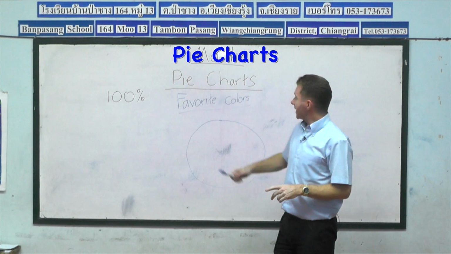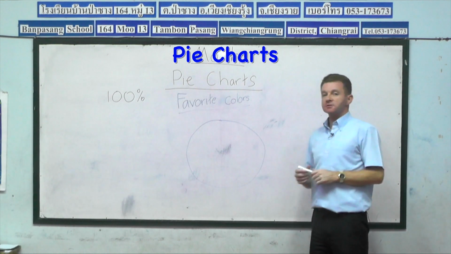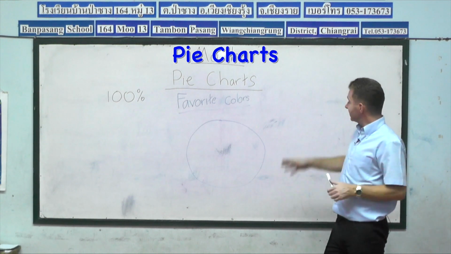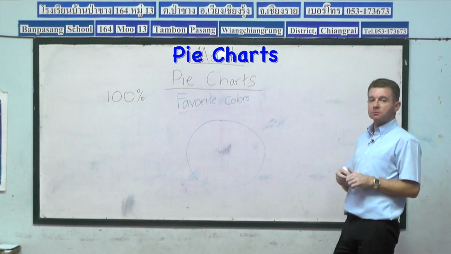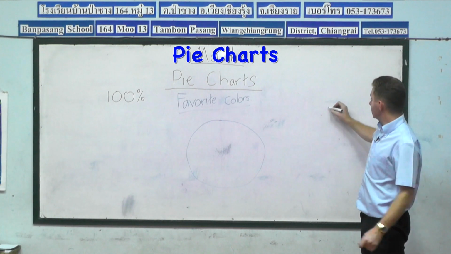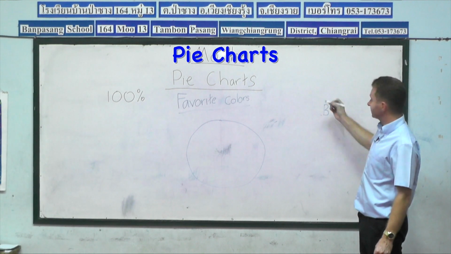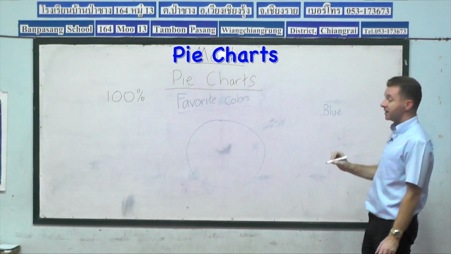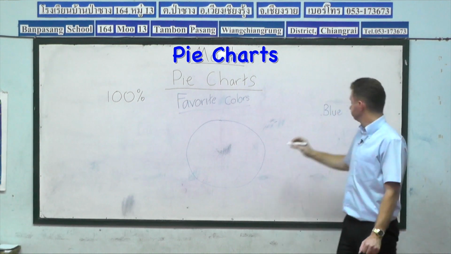So now we know by our title, Favourite Colours, our pie chart is going to be about colours. So what we need now, guys, is a list of different colours we can use. Who can give me some colours? Blue. Okay, we'll go with blue. Blue is a good place to start because we're using a blue pen. So we've got blue, then the next colour, red.